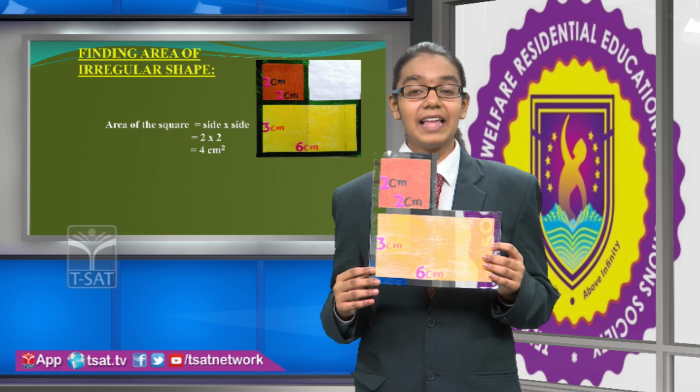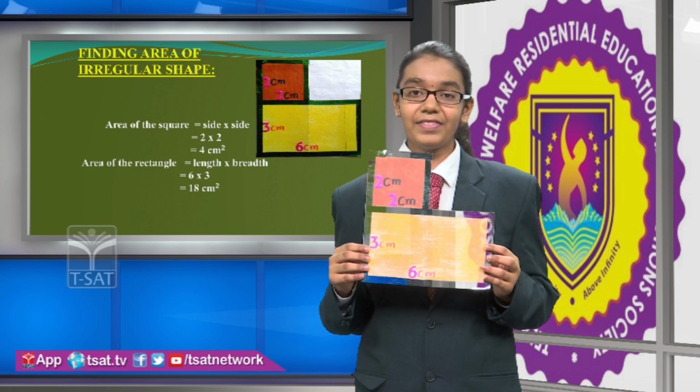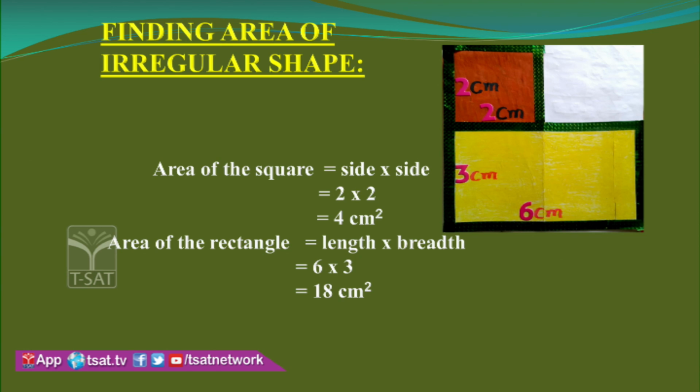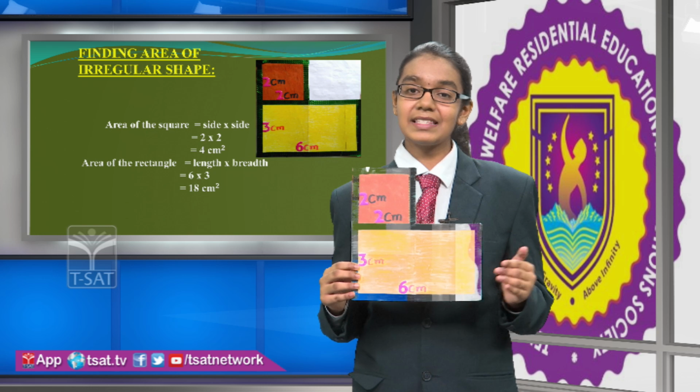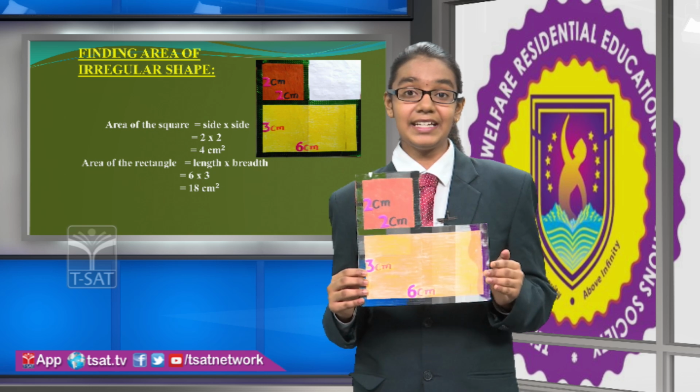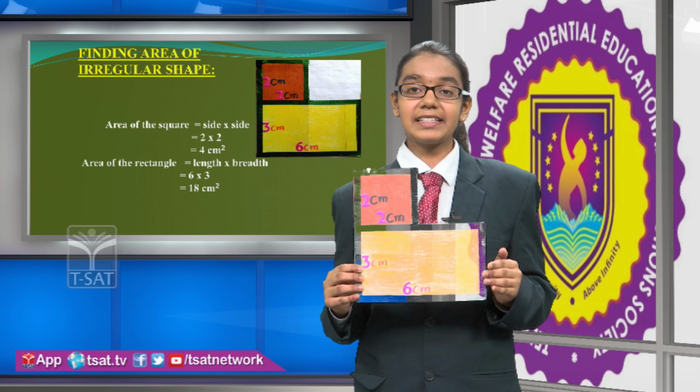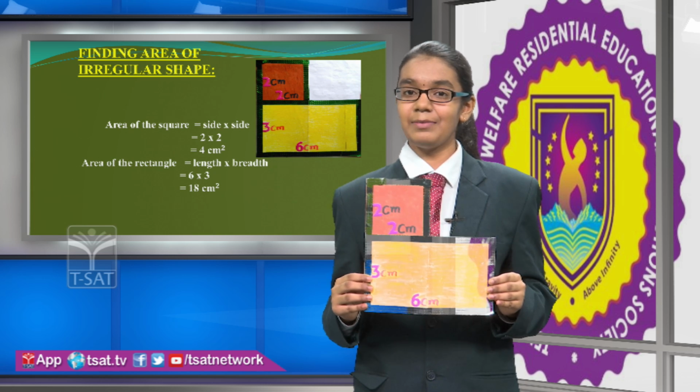In the same way, the area of the rectangle is length into breadth. Here, the length of the rectangle is 6 centimeters and the breadth of the rectangle is 3 centimeters. If we multiply 6 and 3, we'll get 18. So, the area of the rectangle is 18 square centimeters.